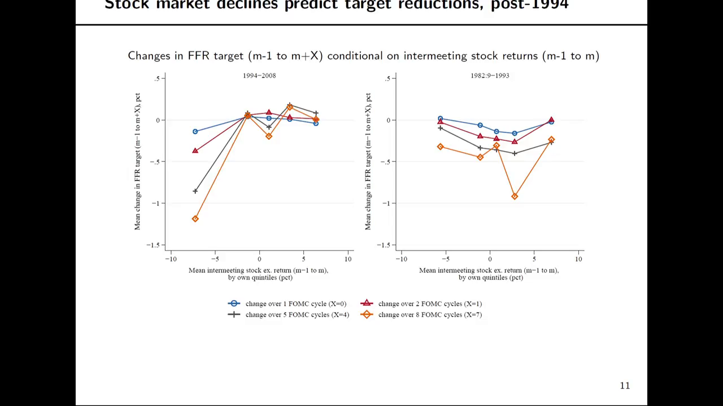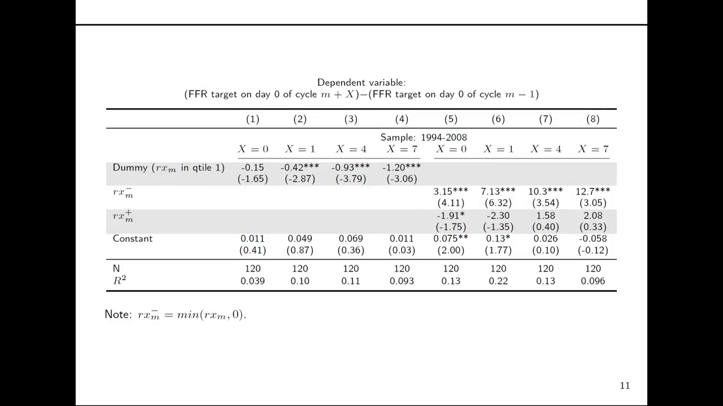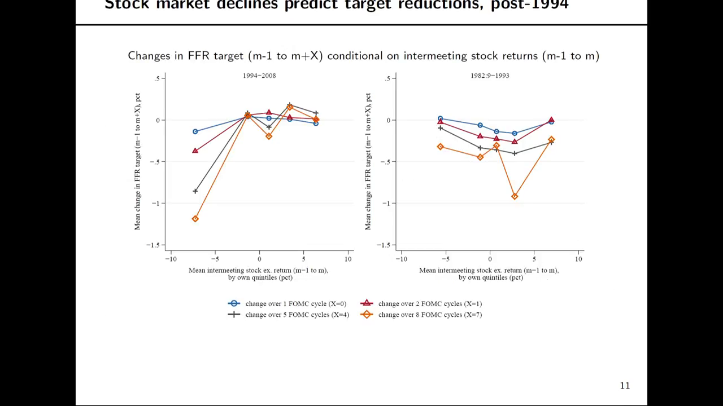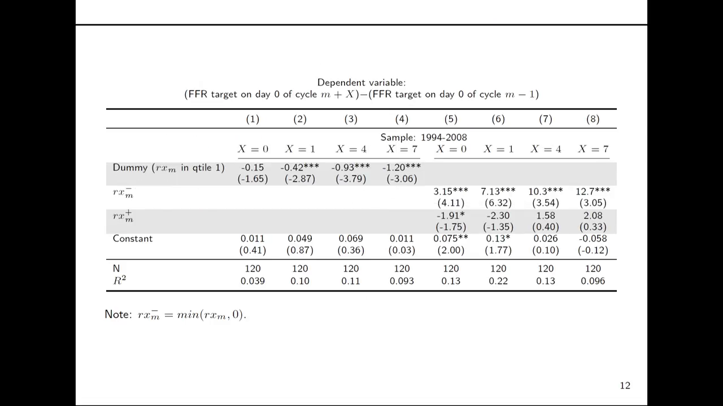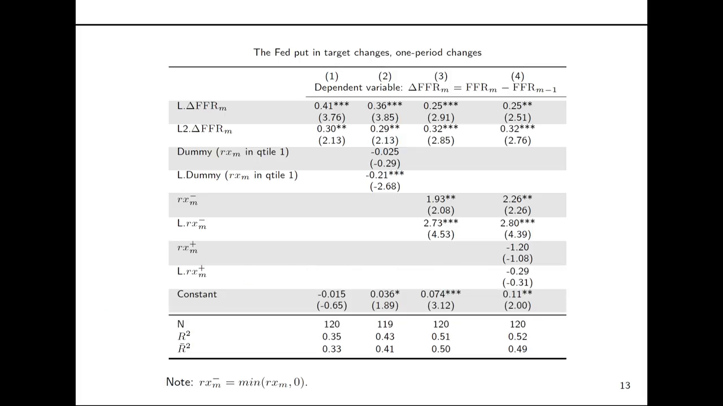That's there in the post-94 period, but not before. That split in terms of the timing will show up in our textual analysis. I'm going to show you that they start talking a lot about the stock market in the middle of the 1990s. Now, if you run this as a regression, just in terms of R squared, again, so far it's just statistics.